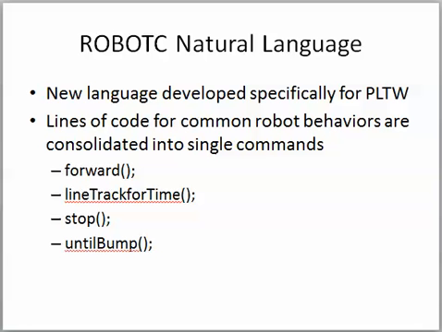Natural language. Robot C uses natural language. It's a new language developed specifically for PLTW. Lines of code for common robot behaviors are consolidated into single commands: forward, line track for time, stop, until bump.